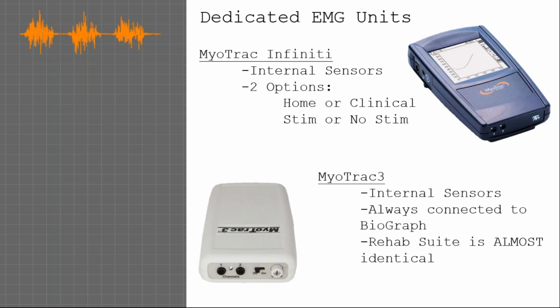And then the other one is a MyoTrack 3 unit. This one's going to always plug into our computer. It's two EMG sensors, and the rehab suite is almost identical to that of the MyoTrack Infinity. There's a bit of a difference because the MyoTrack 3 has the RMS output. So internal sensors always connected to a computer, so you're going to have your two channels. You're able to run a lot of your same EMG assessments, your EMG trainings for those 5 categories we saw with the biofeedback. So there's a lot of capability in that little unit that may be kind of overlooked from time to time.